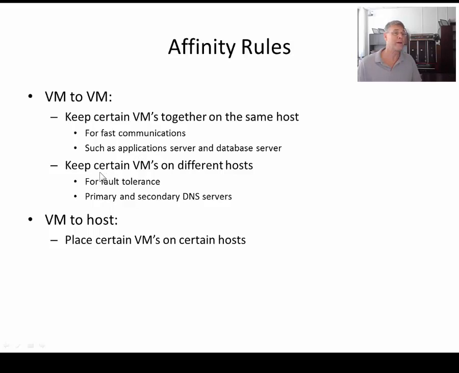Or you might want to have an anti-affinity rule where you keep virtual machines on different ESXi hosts, and that would be for the purpose of fault tolerance. You might have the primary DNS server on one ESXi host and the second DNS server on another ESXi host. And then virtual machine to host affinity rules place certain virtual machines on certain hosts.